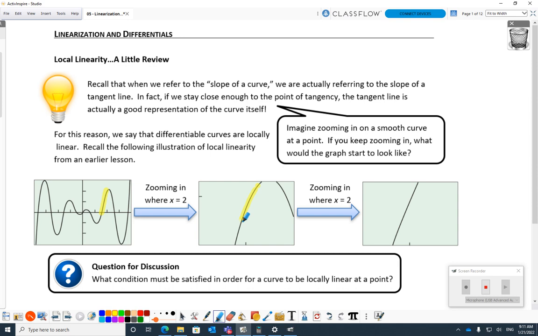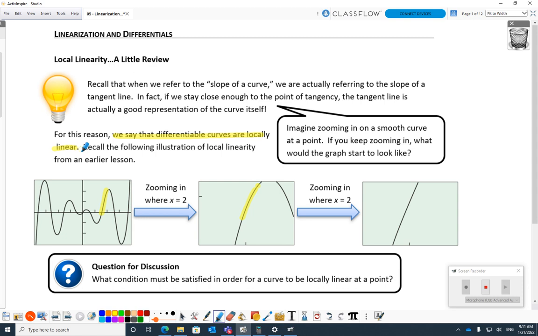For this reason, we say that differentiable curves, giving away an answer that comes up later, differentiable curves are locally linear. What's local? I don't know. It depends on how good an answer you want. But we'll say there is a spot when if you get close enough, you can think of it as linear and your errors won't be too much. It won't be too far off.